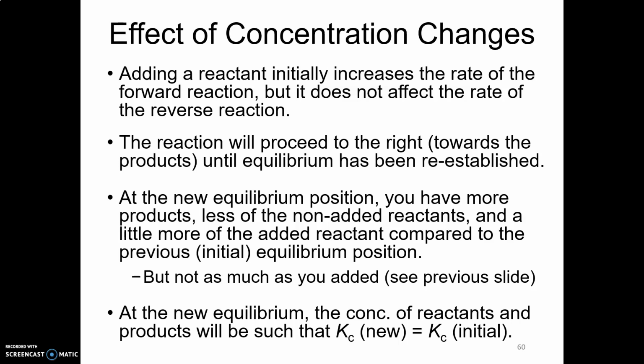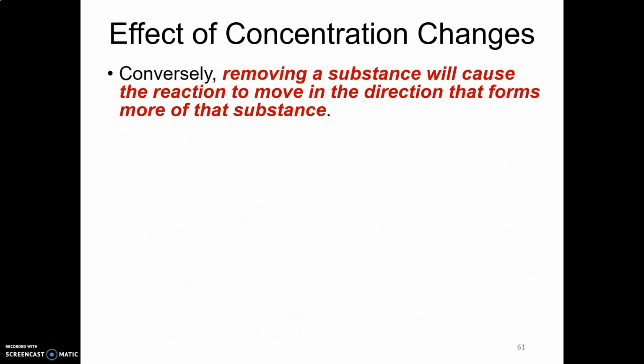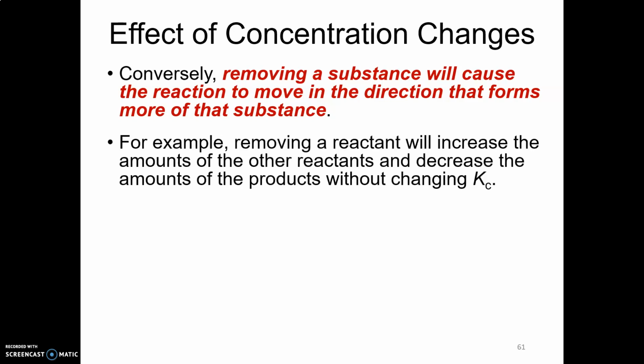If we remove, it shifts towards where you removed. Okay? Because we've got to form more of the substance you took away. So if you remove a reactant, it's going to shift to the left to make more reactants. If you removed a product, it's going to shift to the right to make more products. Right? You got to make what you just took away.